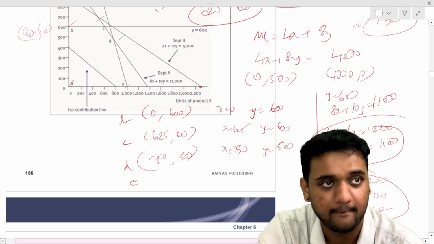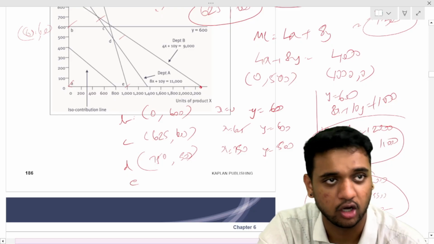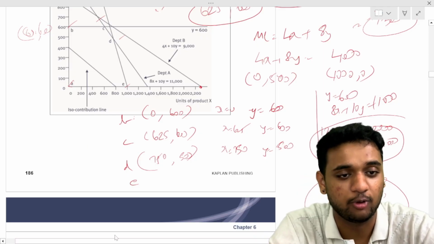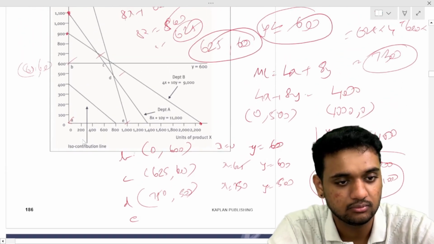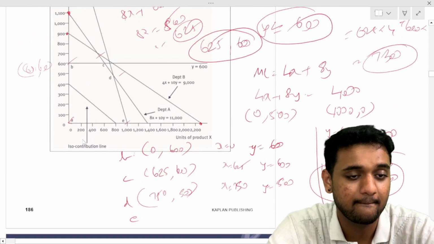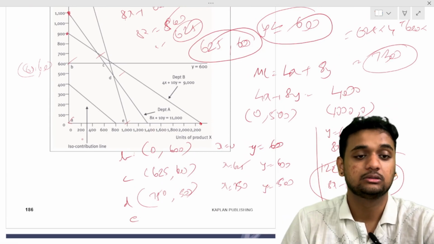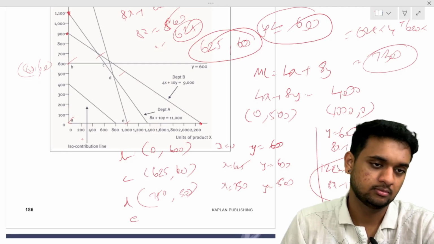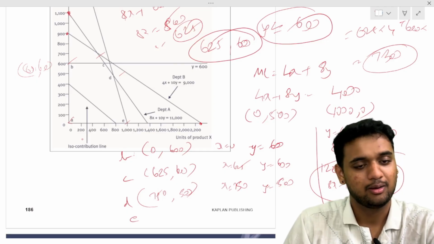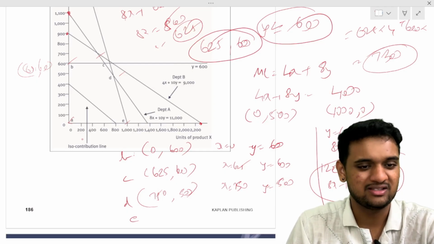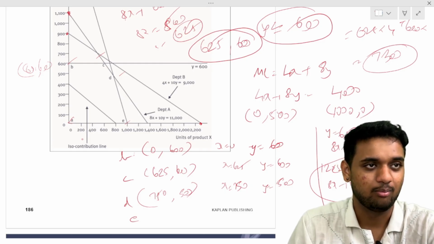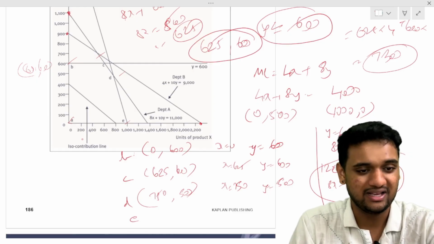Others got it or not? 750, 500, got it or not? Okay, listen. Point E, what is point E? Not required. Point E is y is 0, x is 1000. There is no solving of 2 equations. Point E directly is y is 0, x is 1000.